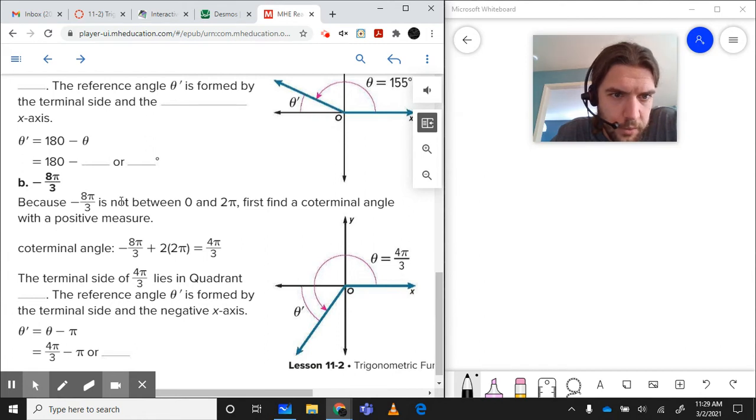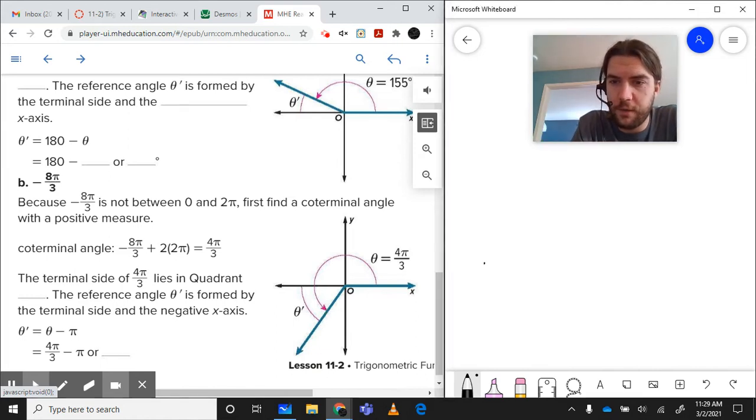So they said because it's not between 0 and 2 pi, we must find a coterminal angle. They've said that if we add 2 pi twice to this value, we'll get to a coterminal angle that is between 0 and 2 pi. We'll get to 4/3 pi. So they're finding a coterminal angle by adding 2 pi, by rotating all the way around the circle. And they're doing that twice because this is quite far below. So they're saying, let's work with 4 pi over 3.